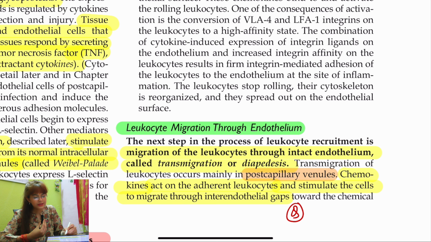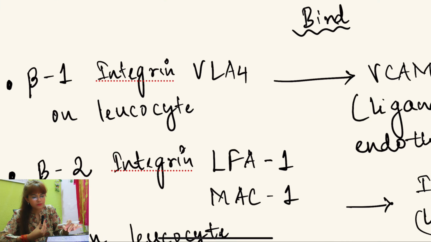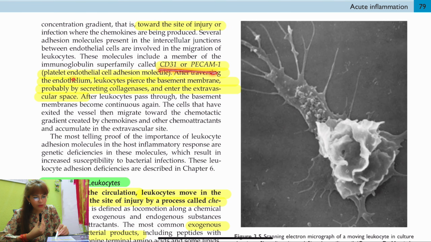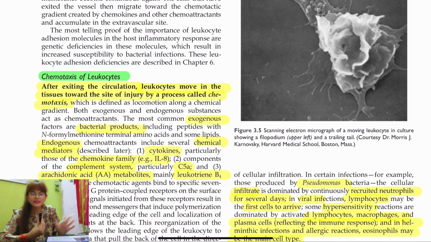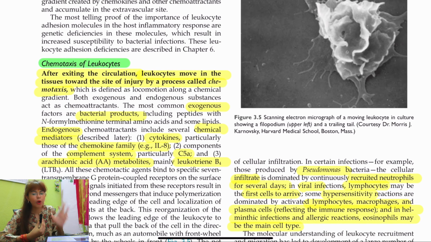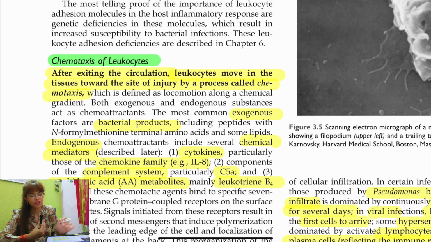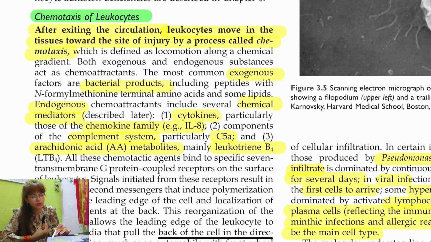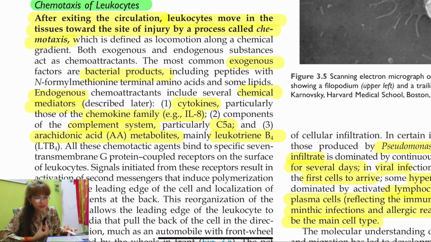Chemokines act on the adherent leukocytes and stimulate the cells to migrate through the endothelial gaps towards the site of injury, and I've already explained this before. So once they move out of the blood vessel, they will be called to the site of injury by chemotaxis. After exiting the circulation, these leukocytes will move in the tissues towards the site of injury by the process called chemotaxis. The most common endogenous factors are the bacterial products. Okay?